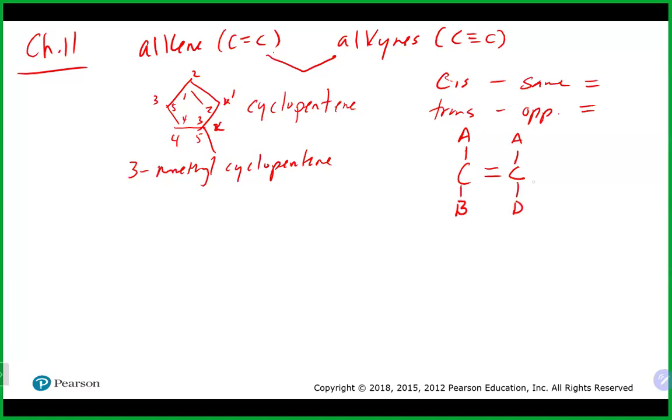So they can't have the same group on the same carbon in the double bond. If they do, then you can't have cis or trans. Kind of eliminates the possibility of that. So that's the first thing you want to look at: when you look at the double bonded carbons, each carbon individually has two different groups attached.